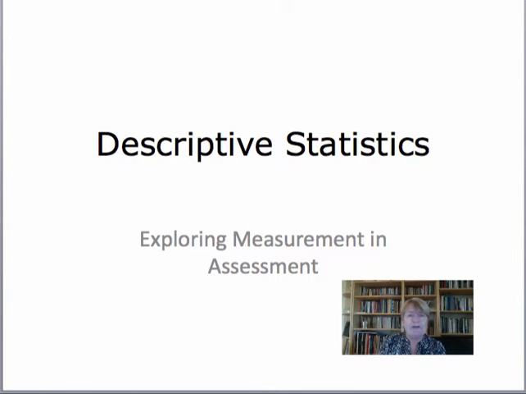Hi, today we're going to be talking about measurement in assessment. We're going to be exploring what is called descriptive statistics. These are the mechanisms by which we convert scores from raw scores into standardized scores, which are the kinds of scores that are reported when we talk about standardized or norm reference tests.